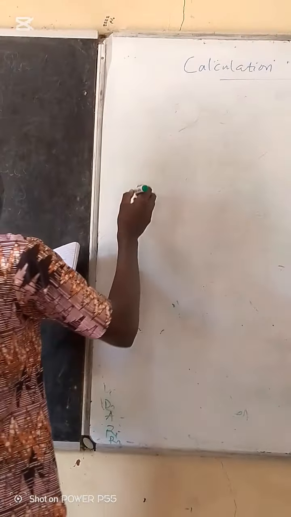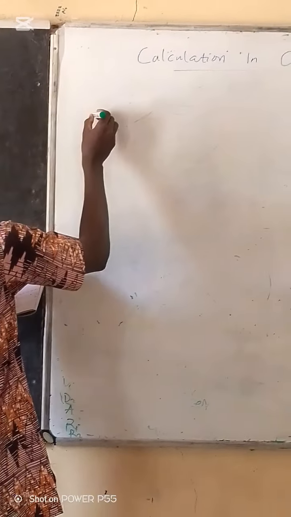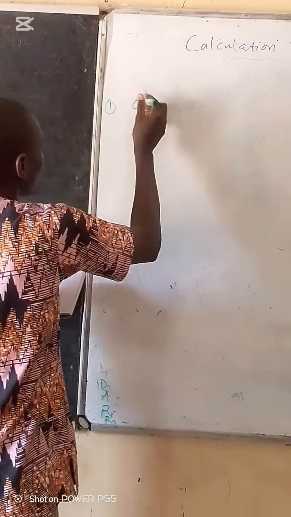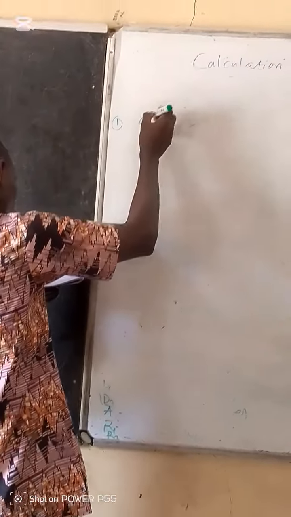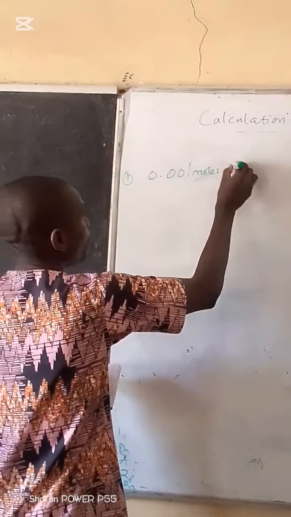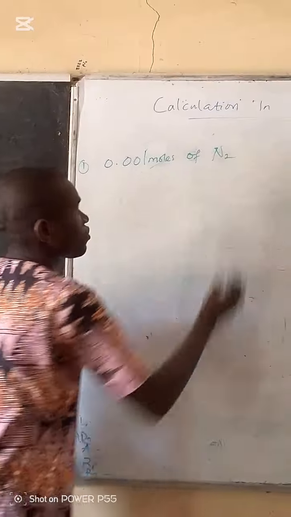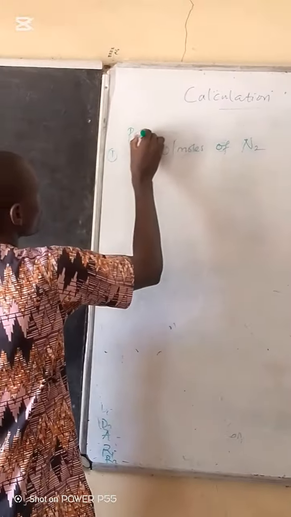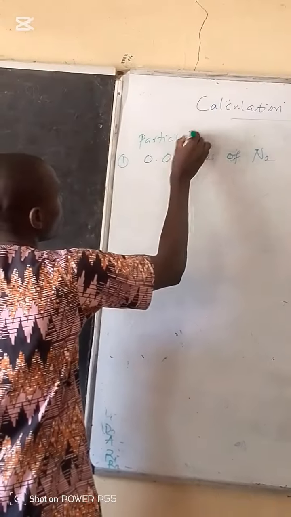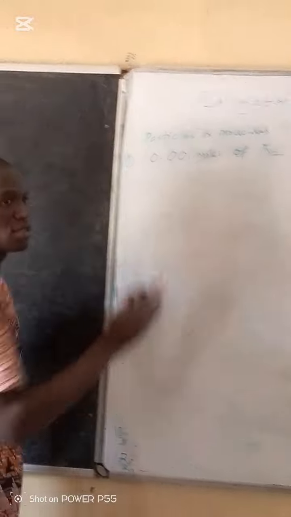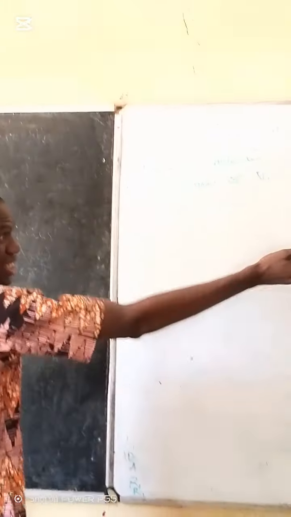Now, an example is how many particles are there in 0.001 moles of nitrogen? I don't want this video to be long. Now look at this question. We are asked to calculate the number of particles or molecules in this. And it is simple, we already have our formula.